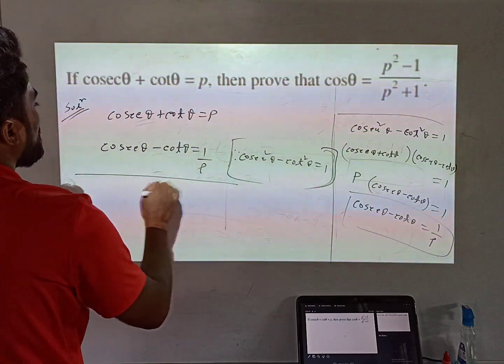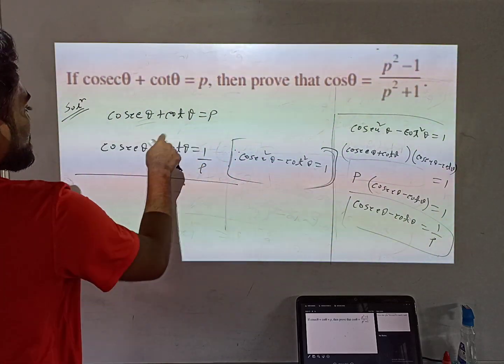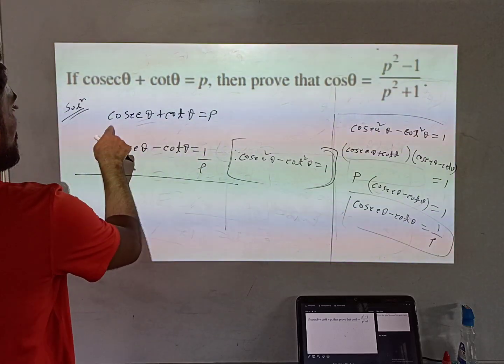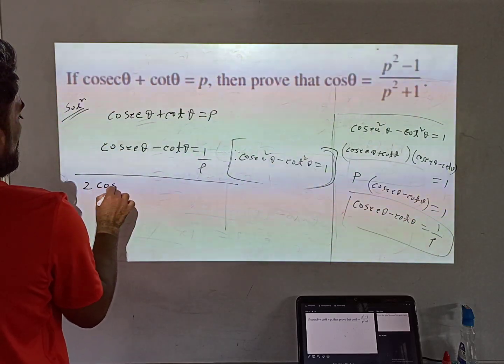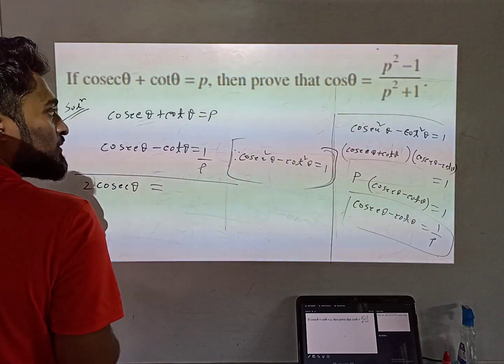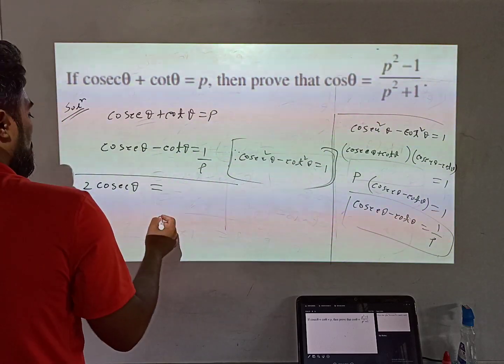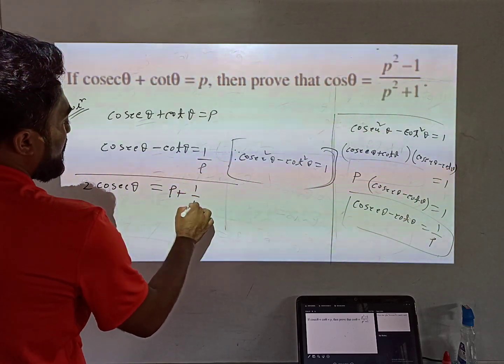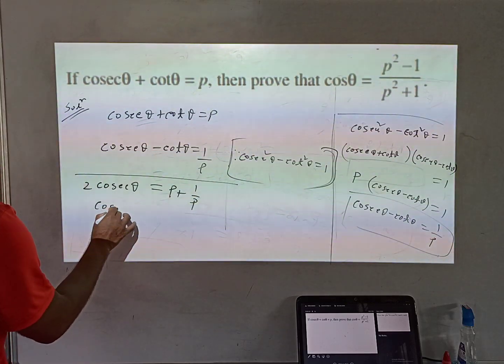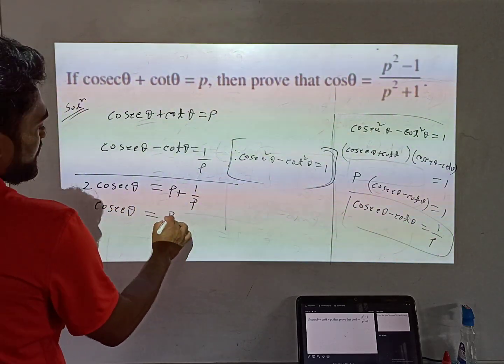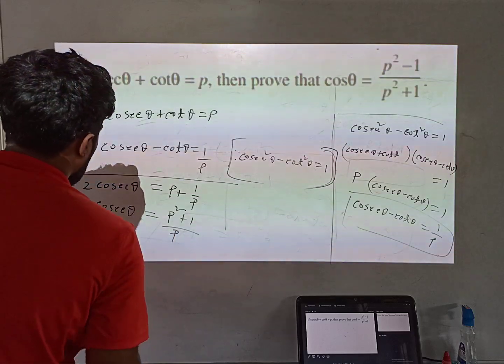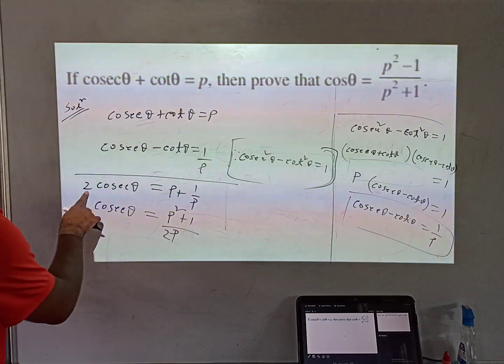So you add these two. The moment I add these two, what do I get? Cot gets cancelled, plus minus. So cosec plus cosec, that is 2 cosec theta equals what I get? p plus 1 by p. Okay. So cosec theta will be p square plus 1 by p, and divided by 2. So 2 goes to that side.